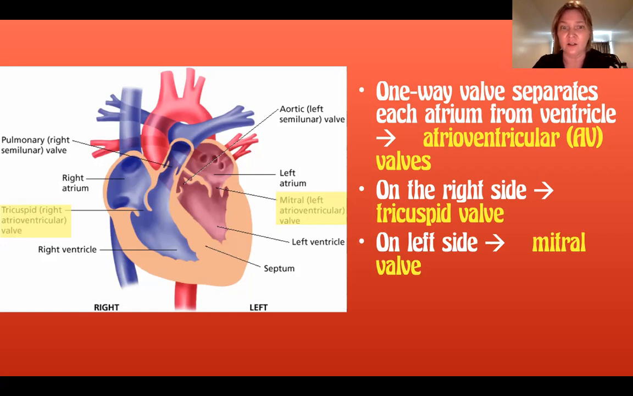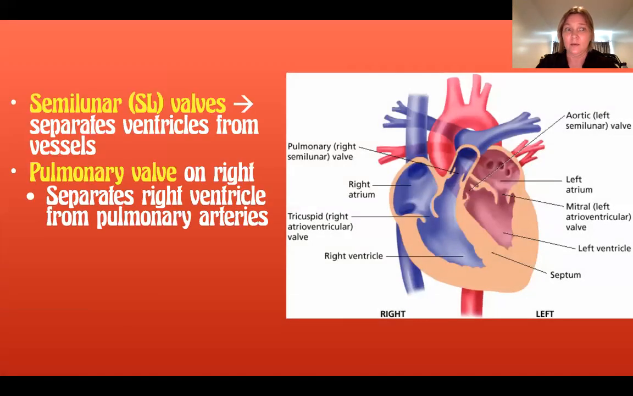Again, valves are there to prevent backflow of blood. It's there to ensure that blood is always going in one direction, because your circulatory system is set up so that blood is always flowing only in one direction. So these prevent backflow. Okay, so between the atria and the ventricle are atrioventricular or AV valves, and on the right side, tricuspid, left side, mitral.